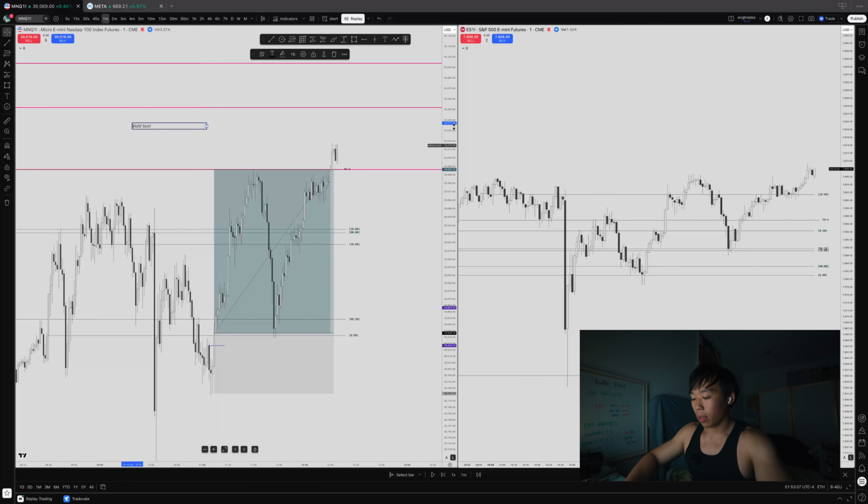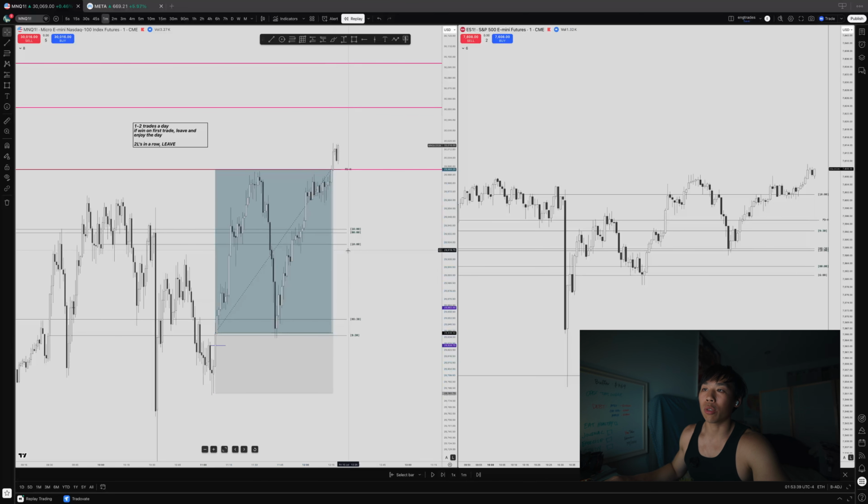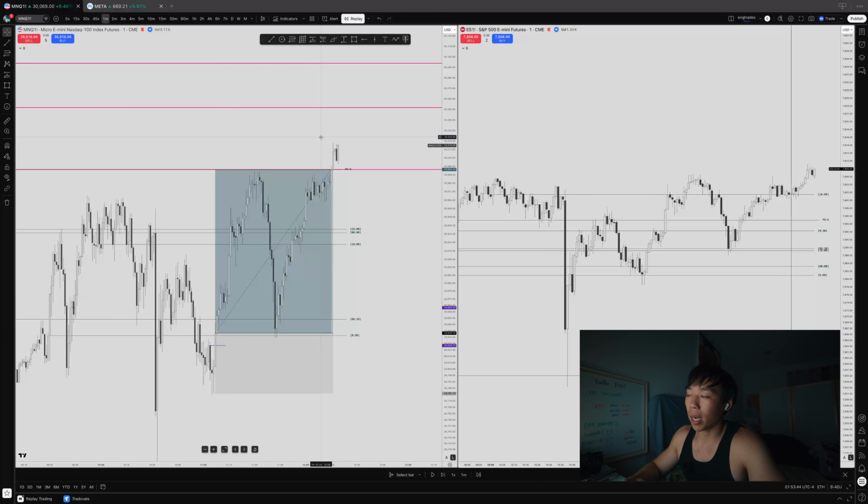So if I do something like this, take the text tool: 1 to 2 trades a day. If win on first trade, leave and enjoy the day. 2 L's in a row, leave. That's pretty much my rules for trading, because I only take 2 setups a day. If the first one wins, okay, cool, I'm done. If I lose twice in a row, I'm done.